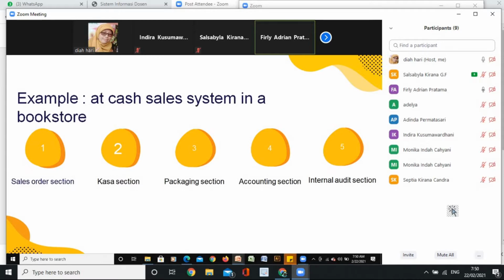and in the fourth, the accounting section, there are clerical activities like writing data, comparing the prices, providing account codes, and etc. And in the internal audit section, there are clerical activities like recording cash receipts, comparing the rupiah amount stated on the proof of deposit with the rupiah stated in the cash sales invoice proof, and providing account codes. Okay, that's all from Salsa. Next.